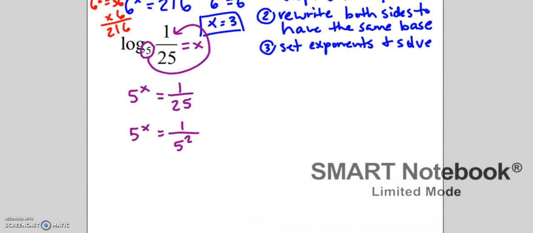And then the step from here that I want you to remember is our negative exponent rule. That says you can flip the base, so 1 over 5 becomes 5, and then change the sign of the power. You take the opposite sign, so it becomes negative 2. And so now that we have the bases the same, we just set their exponents equal and solve, but we don't need to solve because it's already done.